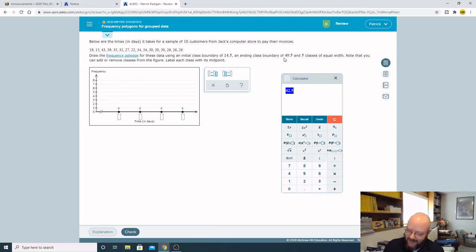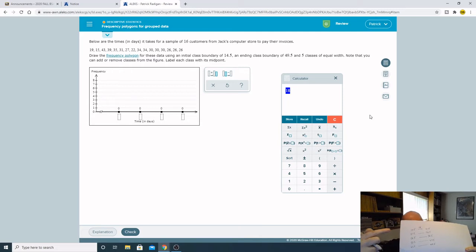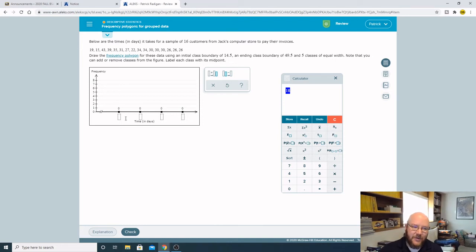I like to set my problems up like this, where I write them out like that, because now you can figure out the midpoint between each one of these. Just take the first class, 14.5 to 21.5, add them together, and then divide by 2. Bam, that's your midpoint. It's 18. I write that like this: 14.5 to 21.5 with 18 in the middle. 18 is what goes here.